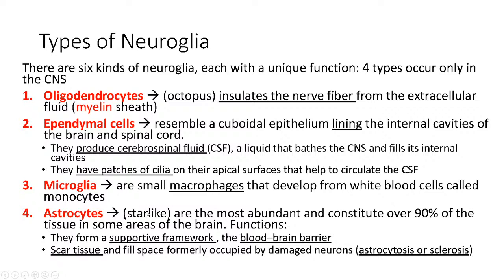And then finally the astrocytes, which they say are star-like. It's another one of those things where you have to squint really hard when you look at it and then believe with all your might. I don't think they look very much like stars at all, but they are named astro for stars because they are supposed to look like stars. And they're the most abundant, as we said. They constitute over 90% of the tissue in some areas of the brain. And they form a supportive framework that fills in and creates the bulk in the brain. They also form a significant portion of the blood-brain barrier.